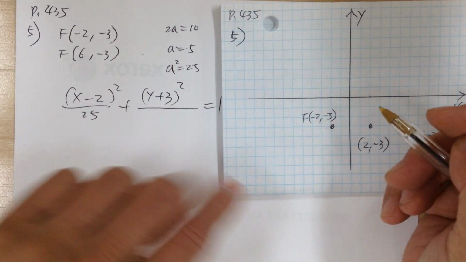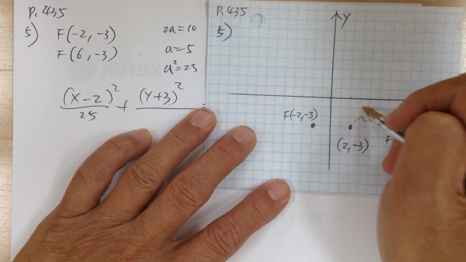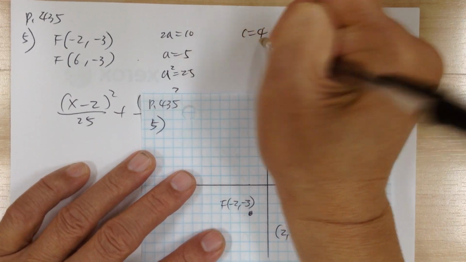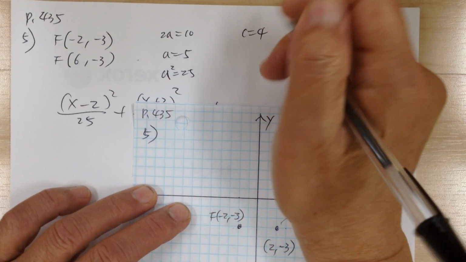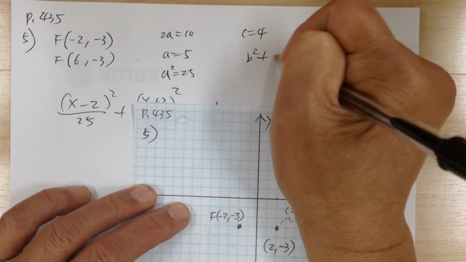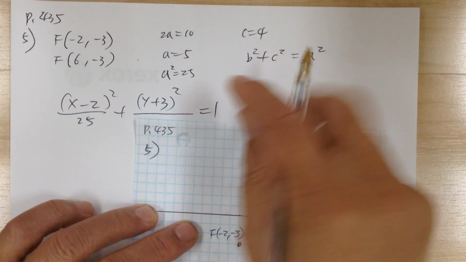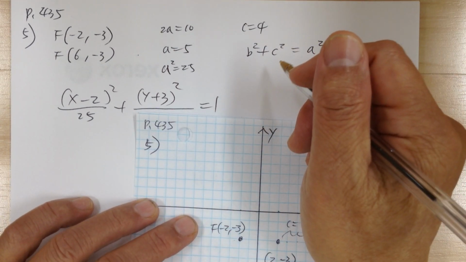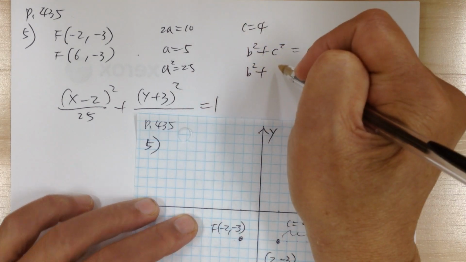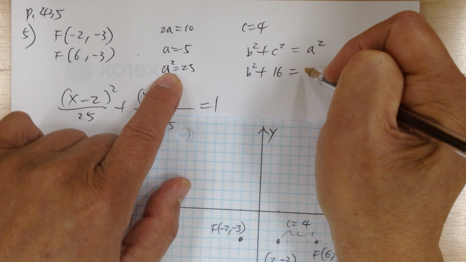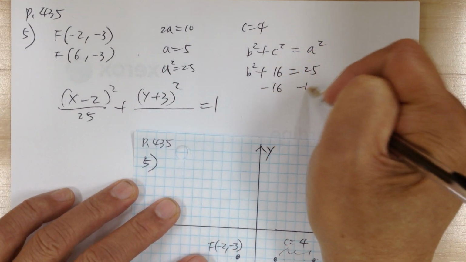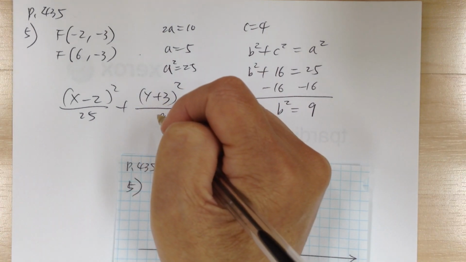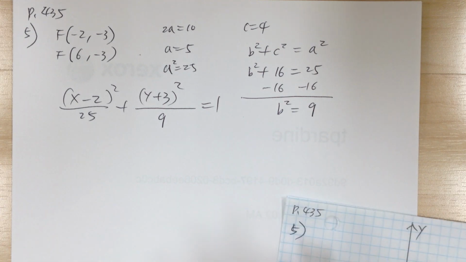Okay, so now we have to find the b squared. From this picture, you can see that c equals 1, 2, 3, 4. So c equals 4 from the picture. So now you can use your Pythagorean theorem. So you've got b squared plus c squared equals a squared. You should recognize that this is a 3, 4, 5 special triangle, so b should be equal to 3. But if you don't, that's okay. So c squared is 16. a squared is 25. So minus 16 on both sides. So b squared equals 9. Okay, and you put it over here. And that's it.